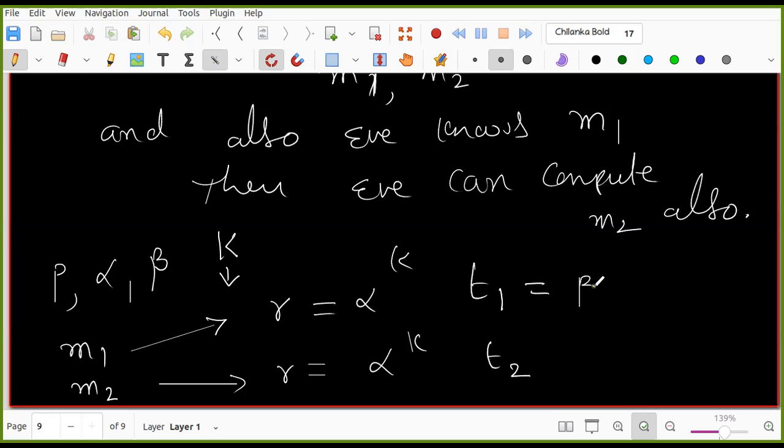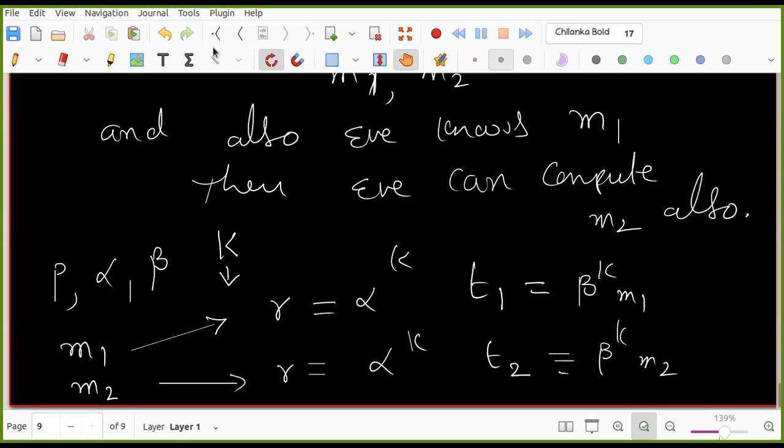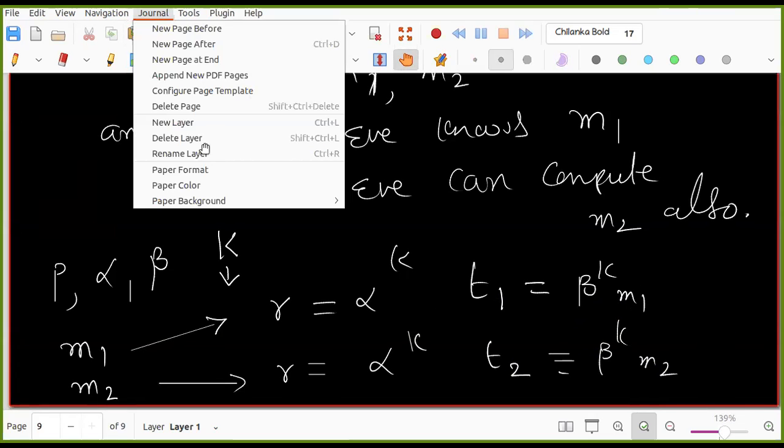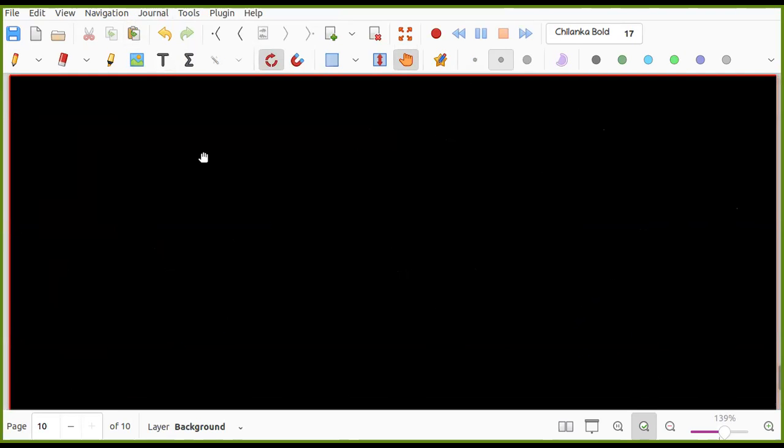Beta power k into M1. Of course, modulus is there everywhere. And this is again beta power k into M2, right? That's why I wrote T1, T2, but I have not changed R1, R2. I hope it is clear to you.